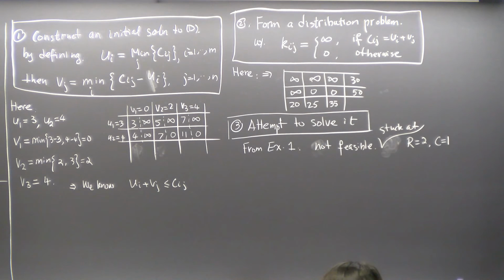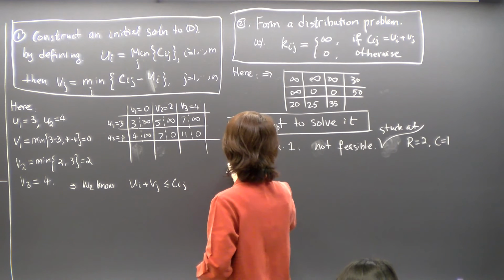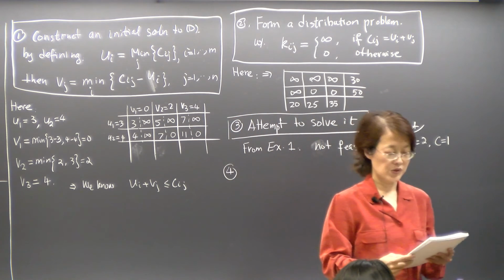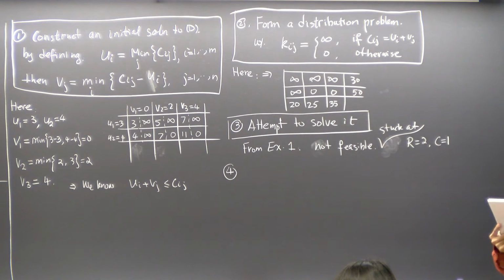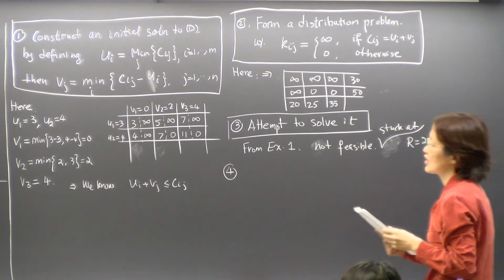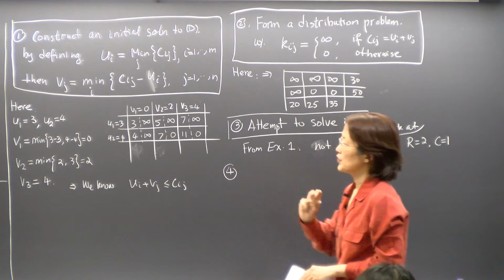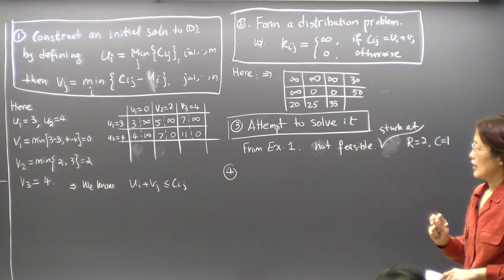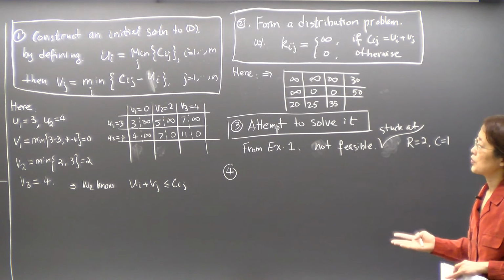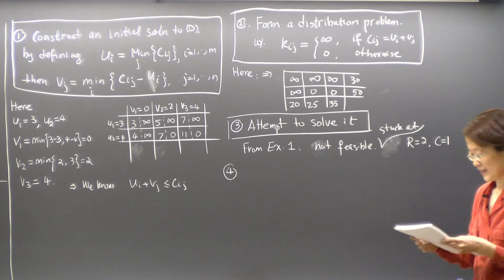Right. So is it okay? I skipped step 3 because we already did it. Okay, now we go to step 4. It's not feasible, so I need to do something. I need to find an iteration. I need to adjust these solutions U1, U2, V1, V2, V3, give a new guess, and go through it again to see if I can solve it. Is that clear?